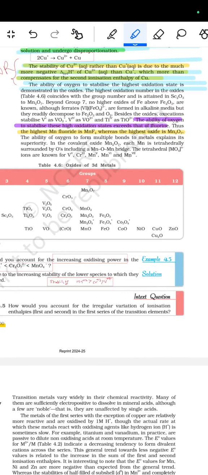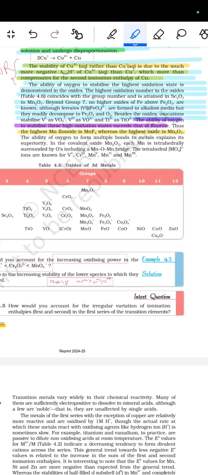The highest oxidation state in the oxides coincides with the group number and is attained in Sc2O3 to Mn2O7. Beyond group 7, no higher oxides of Fe above Fe2O3 are known. Therefore, all the ferrates FeO4 2- are formed in alkaline media, but they are readily decomposed to Fe2O3 and O2. Besides the oxides, oxocations stabilize V5+ as VO2+, V4+ as VO2+, and Ti4+ as TiO2+.